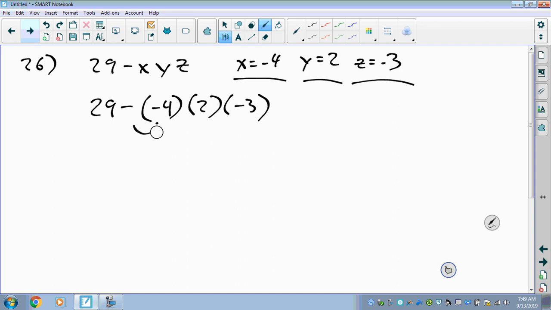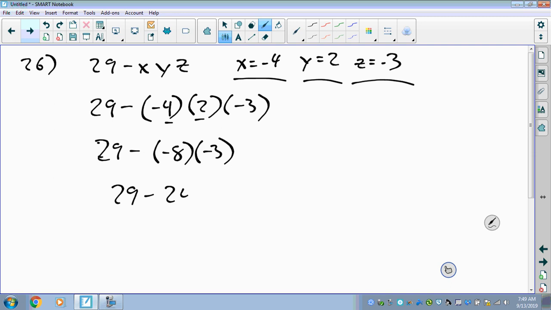So I know a lot of people are more comfortable, so I'm going to leave this just how it is. I'm going to say 29 minus. Well, -4 times -2 is going to be -8 times -3, okay? Good. -8 times -3 is going to be positive 24. Okay, since there's nothing else to simplify there, I could drop the parentheses, right? Then -8 times -3 is 24. 29 minus 24, 5.